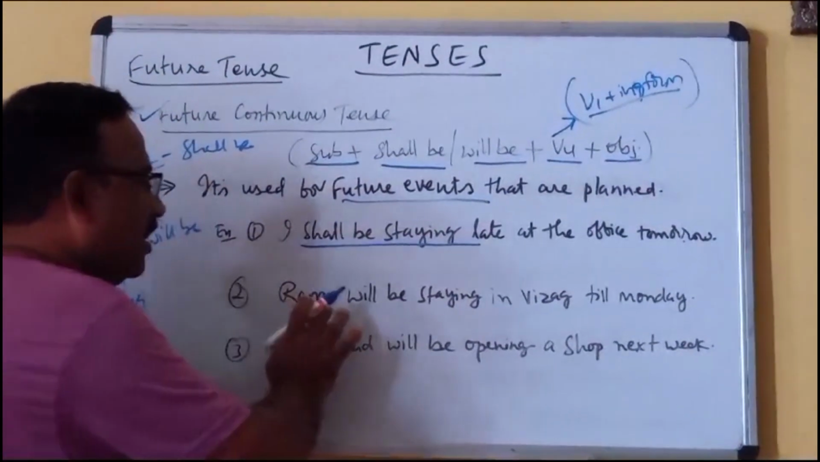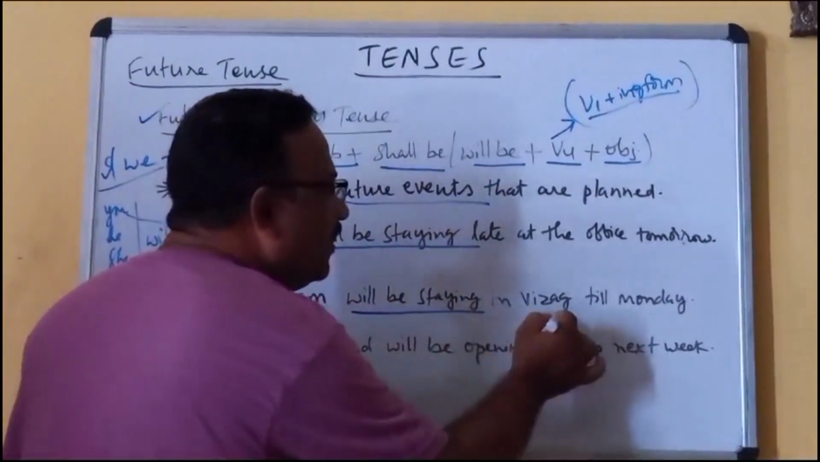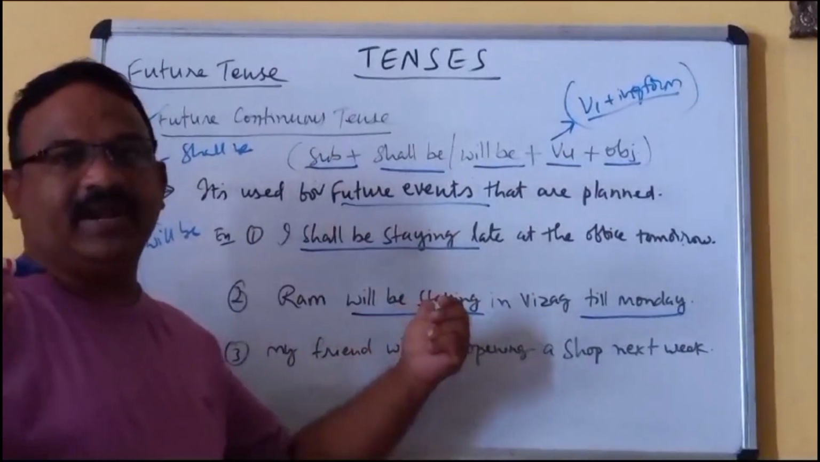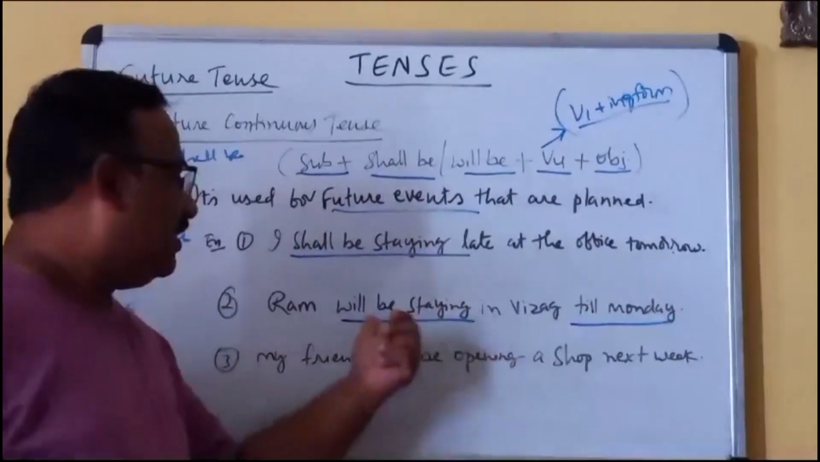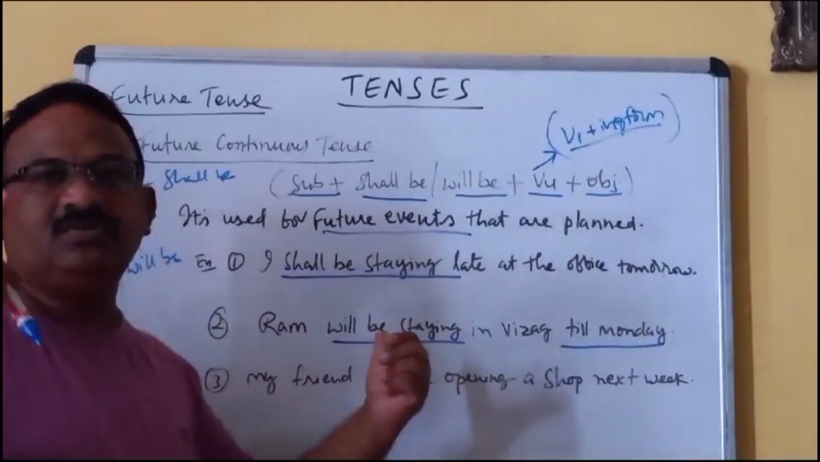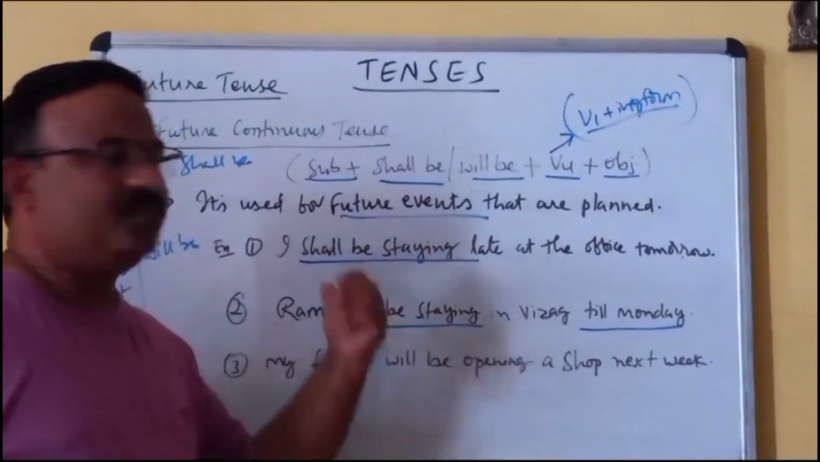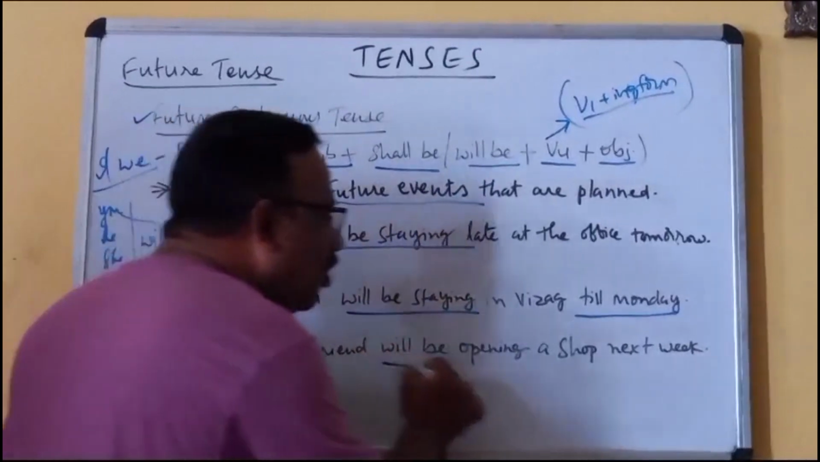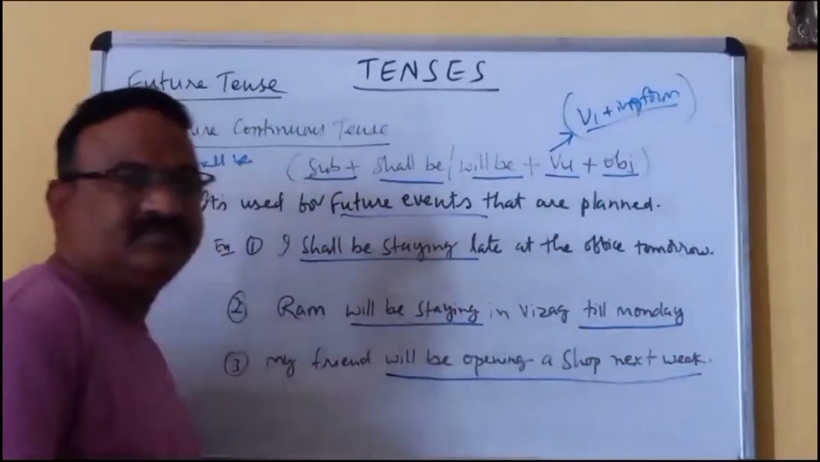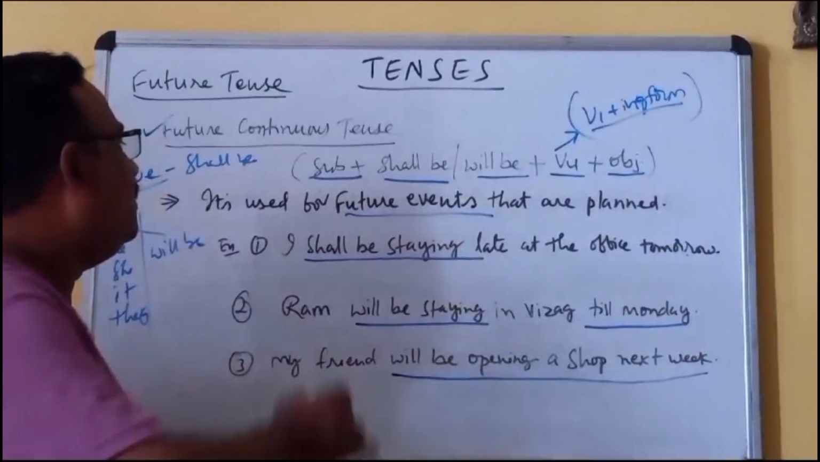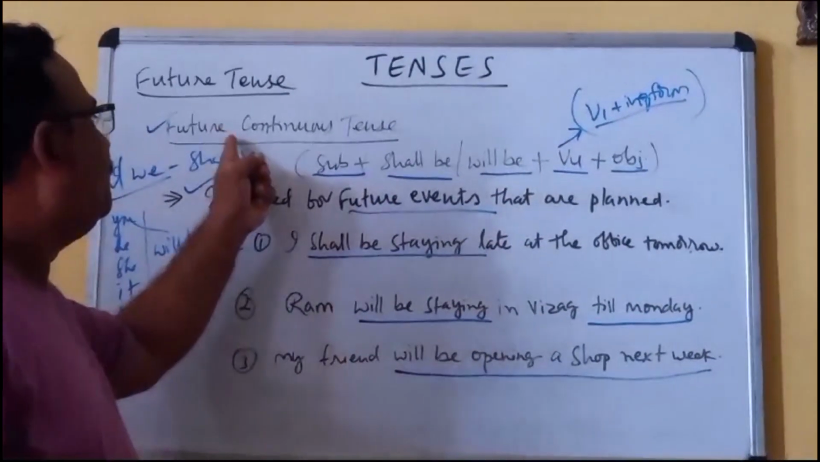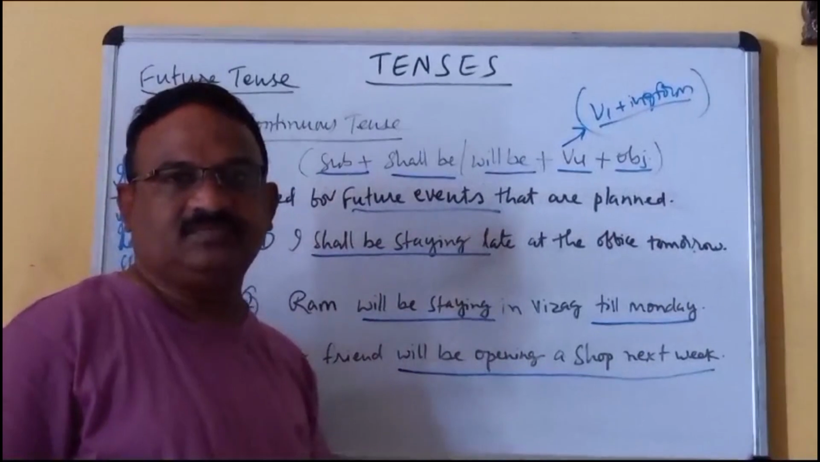Next example. Ram will be staying in Vizag till Monday. This is also pre-planned, so in this case you have to use future continuous tense. My friend will be opening a shop next week. Again, in this case you have to use future continuous tense.